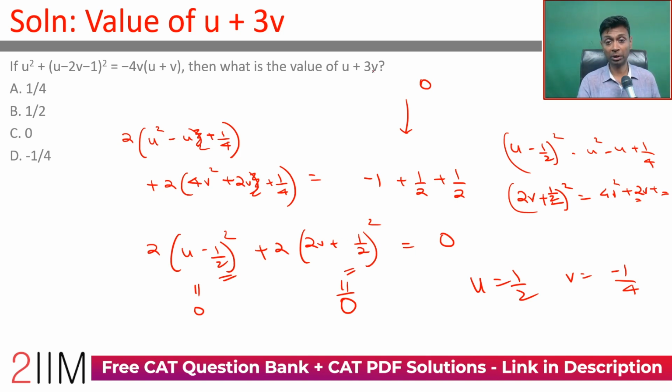So we want to find u plus 3v, that is 1 by 2 minus 3 by 4, which is minus 1 by 4, which is this value.